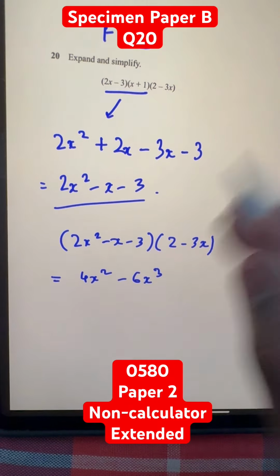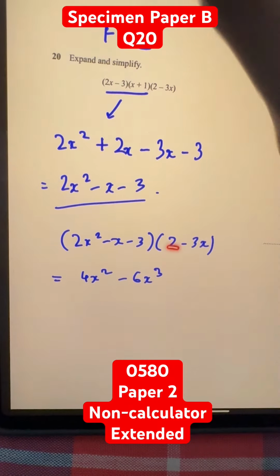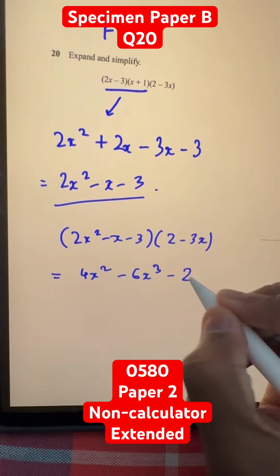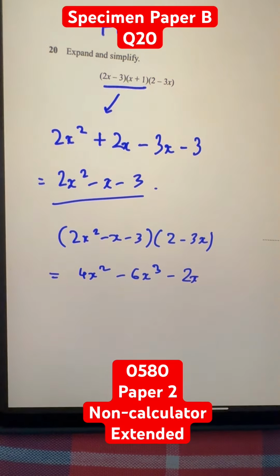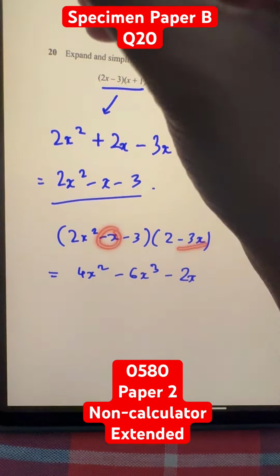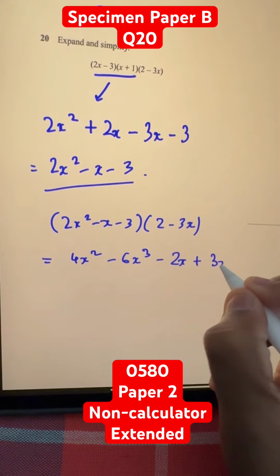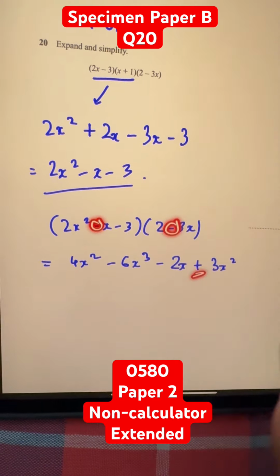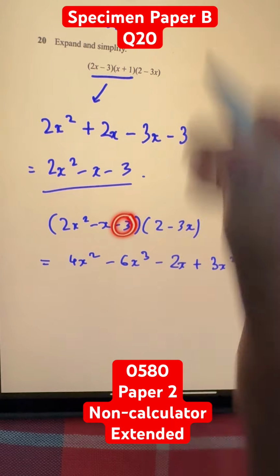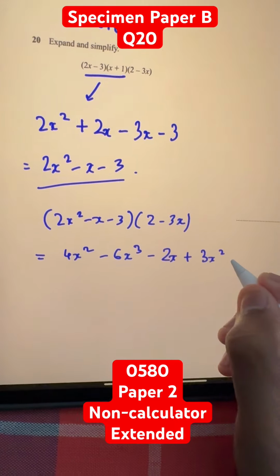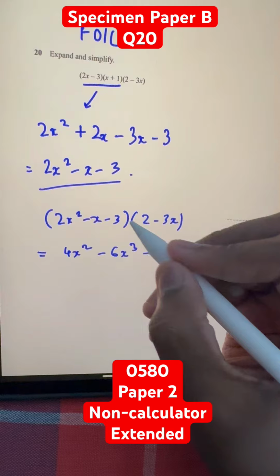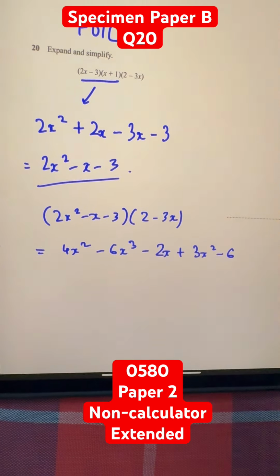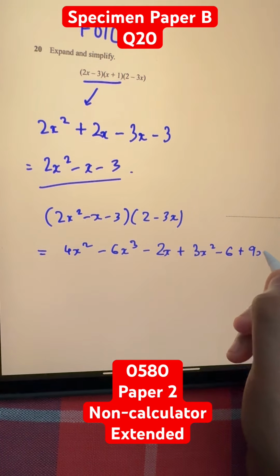Then we move on to this term, minus x times 2, which is minus 2x. And then we go minus x times negative 3x, which is plus 3x squared. Remember that this negative times this negative turns into a positive. And then the last term, minus 3 times 2, which is minus 6. And then minus 3 times negative 3x, the minuses cancel to get plus 9x.